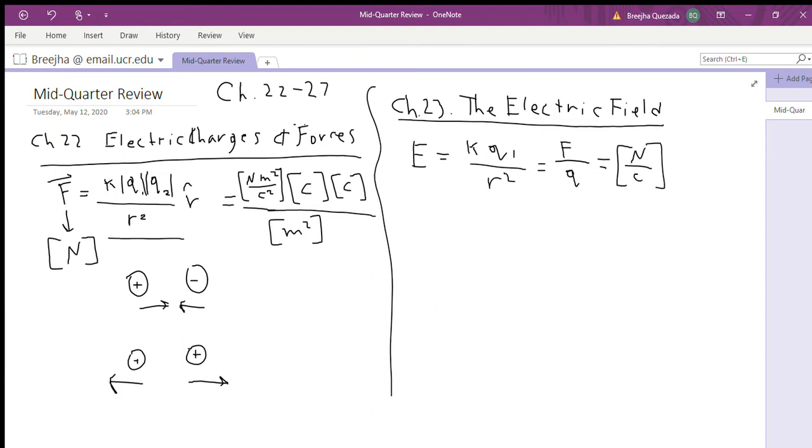And so this is hopefully also going to be a little bit of a reminder, but positive charges or positively charged objects will emit an electric field going outward. So a point charge like this will have an outward facing field.